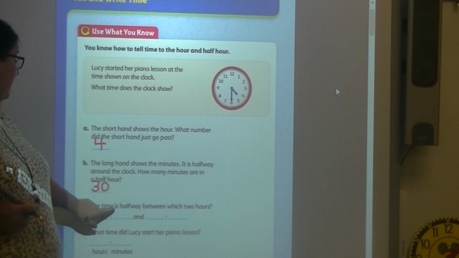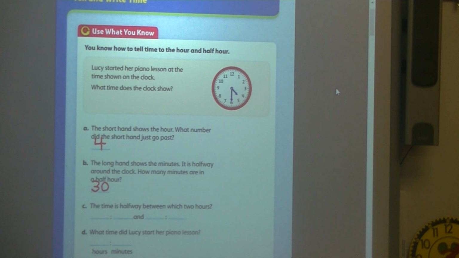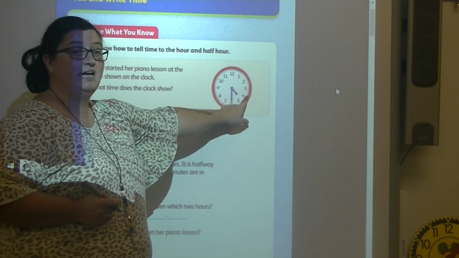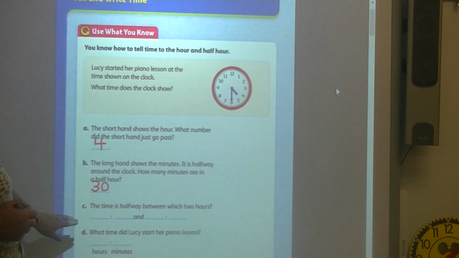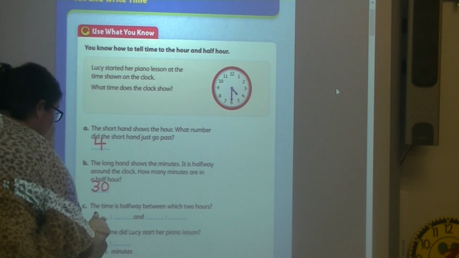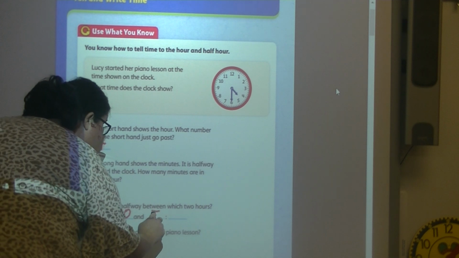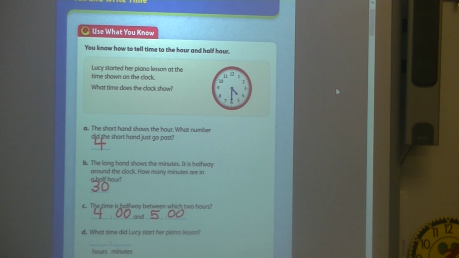Now it says the time is halfway between which 2 hours? All right, so let's look. It's halfway between 4 and 5. So it's between 4 o'clock and 5 o'clock. So let's show those 2 hours. 4 o'clock and 5 o'clock. This time is somewhere in between those two. It's halfway in between them.